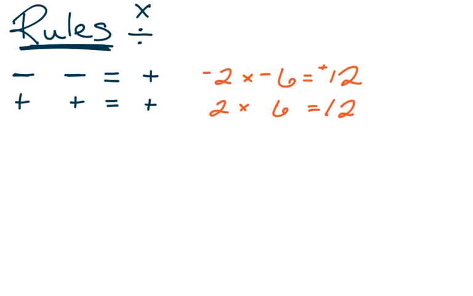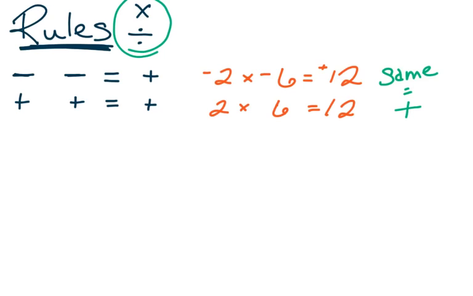They're all positive. So we say the same signs equal a positive answer. This is when you're multiplying or dividing only. Don't get that part wrong.